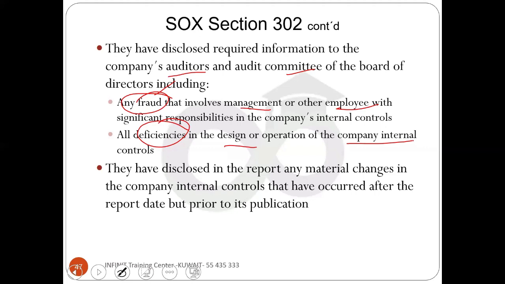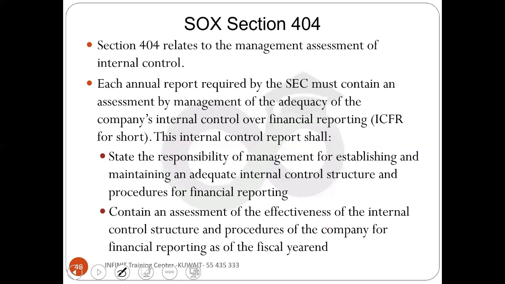And also they have to disclose in the report any material changes in the company's internal control that have occurred after the report date but prior to publication. So auditing is done, but the audit report is not issued. Normally it will take 3-4 months, right? So between this time, any material change in the organization in terms of internal control also needs to be disclosed in the report. So that's Section 302.